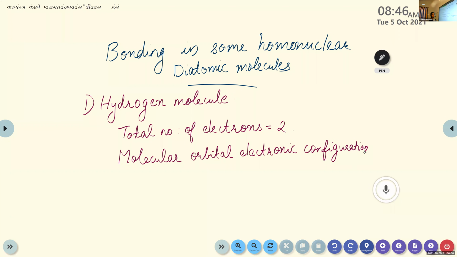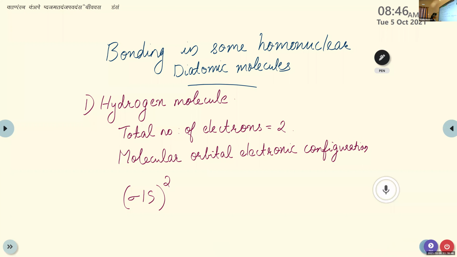First one. Yeah. Tell me. Sigma 1s. Very good. Sigma 1s. And the maximum capacity of each molecular orbital is 2. Only 2 electrons can occupy each molecular orbital. So here it is sigma 1s, only 2 electrons. So sigma 1s2. This is the molecular orbital electronic configuration of the hydrogen molecule. These 2 electrons will enter into the first molecular orbital, that is sigma 1s.